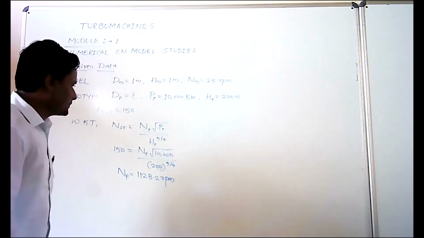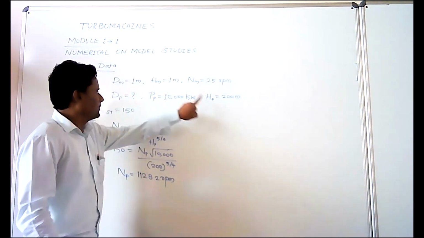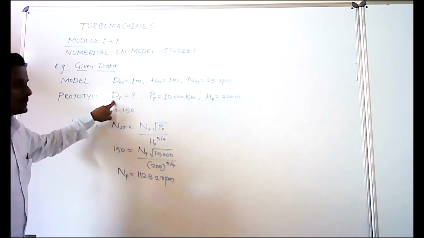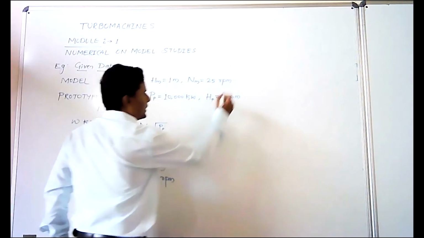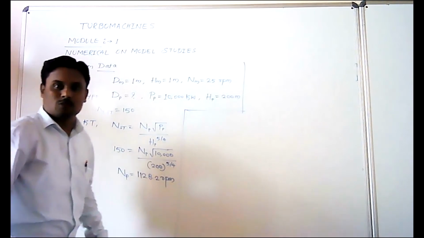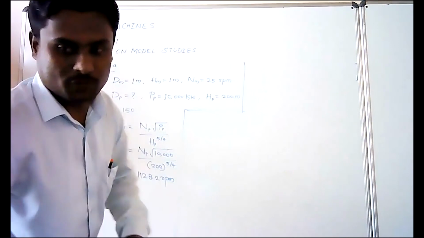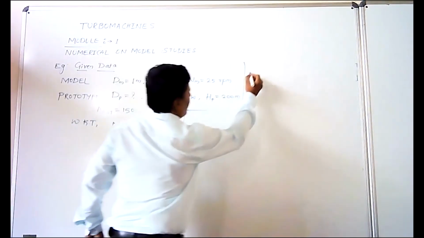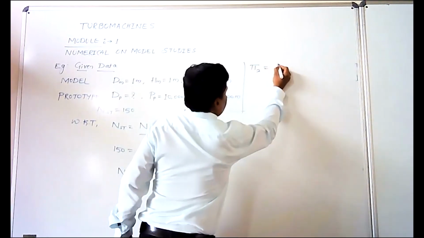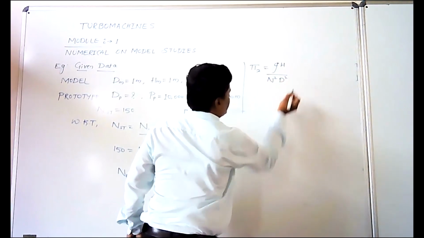Next, let us get the value of dp. You know the value of Hm, you know the values of speeds. The only unknown is the diameter of the prototype. So look here carefully. Now I'll use the pi 2 term, which is the head coefficient. We know that pi 2 equals gH by N square D square.